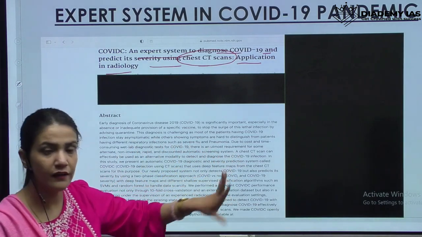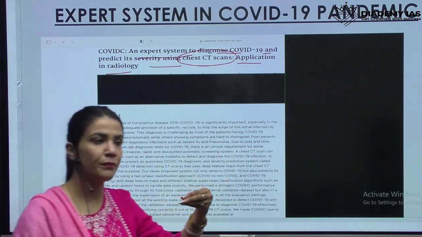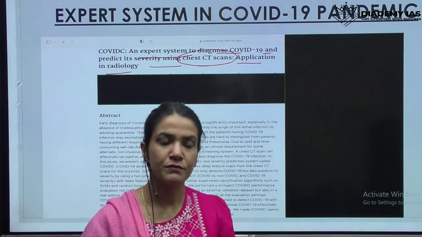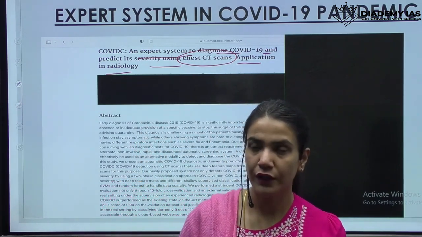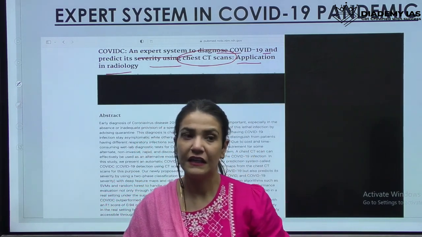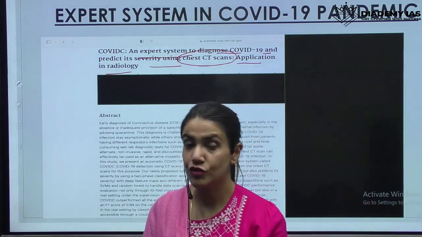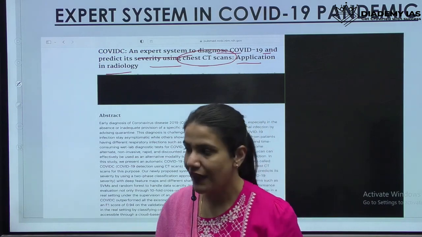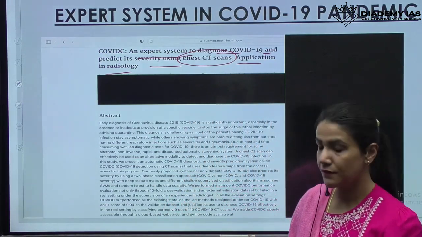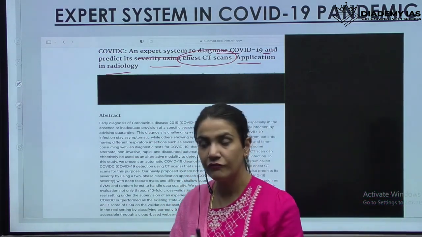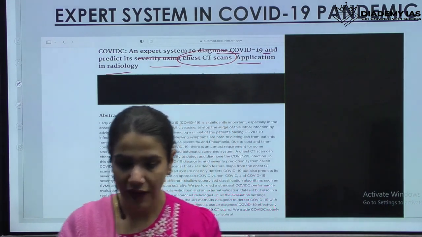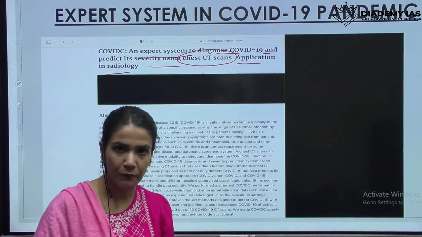The diagnosis of that was done by identifying certain... basically there was a confusion. Sometimes people were asymptomatic, and sometimes it was not very clear to identify which person was actually affected and which person was not infected. So what happened was, this particular COVID expert system created a lot of clarity, considering that the result came from the chest CT scan.